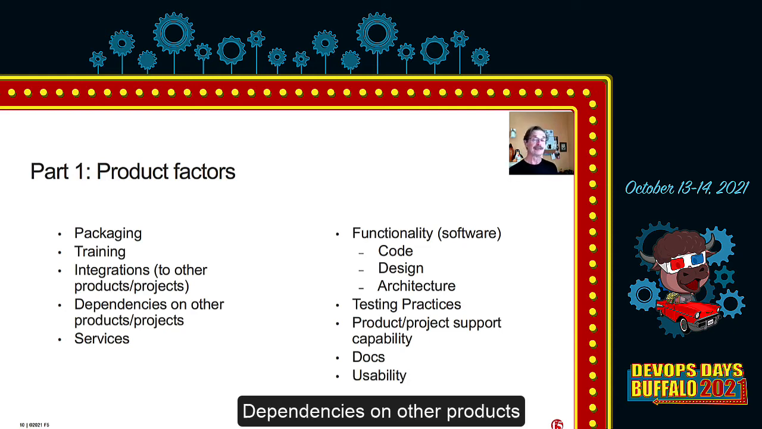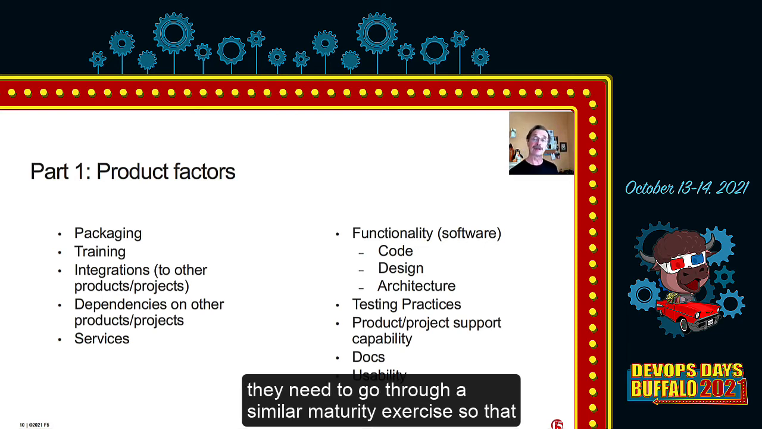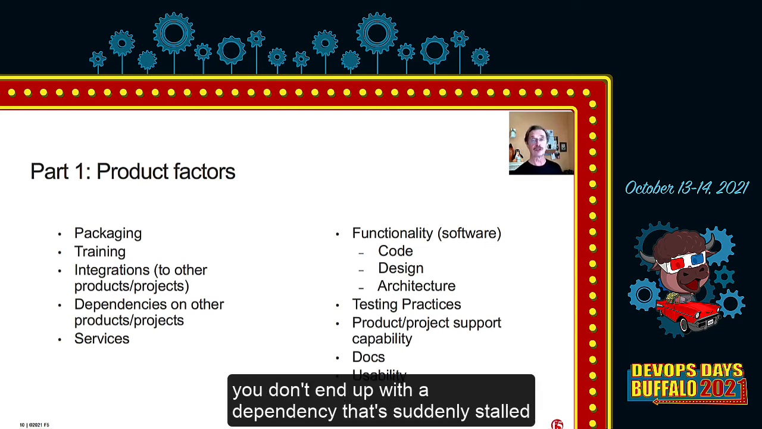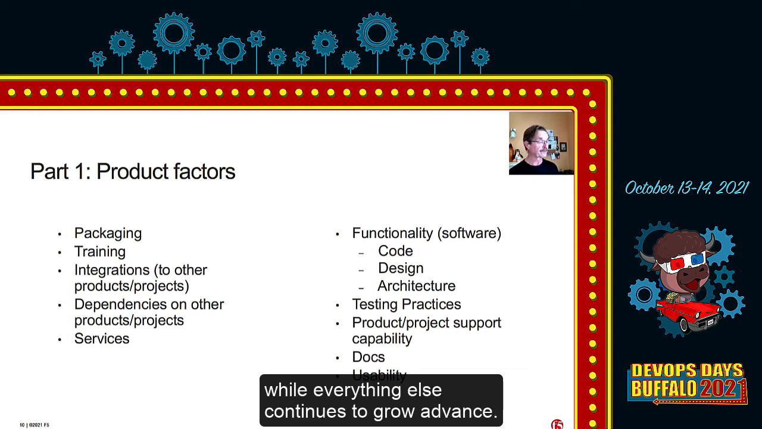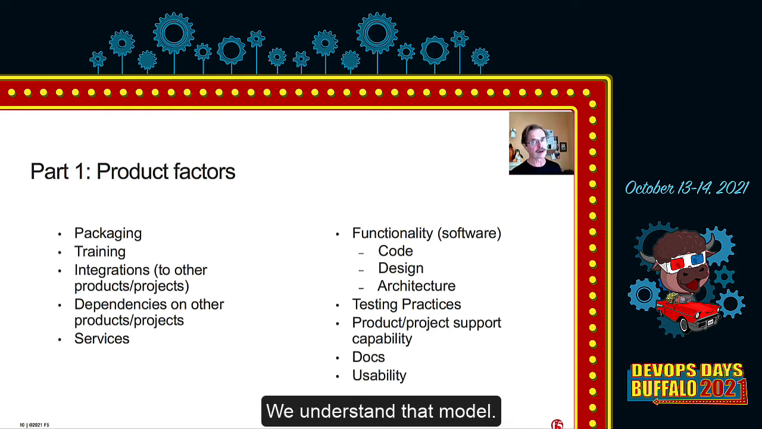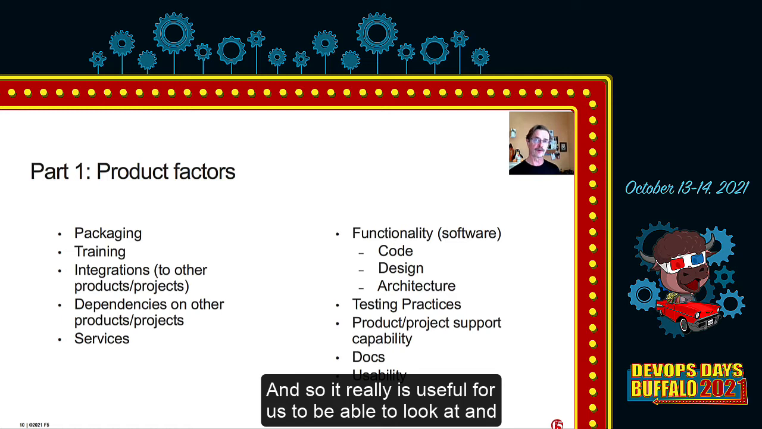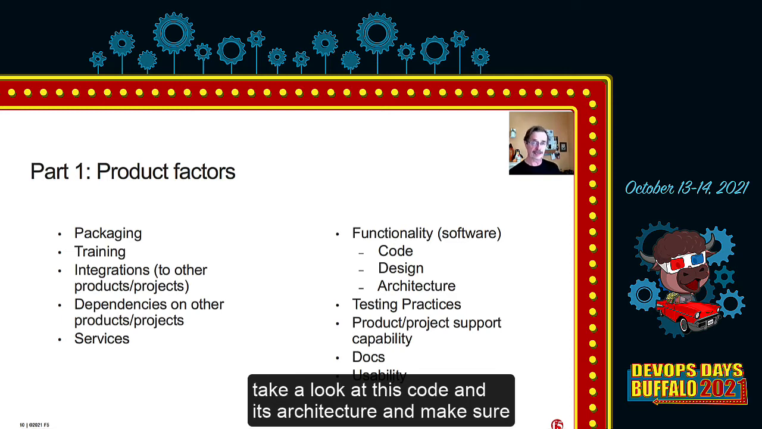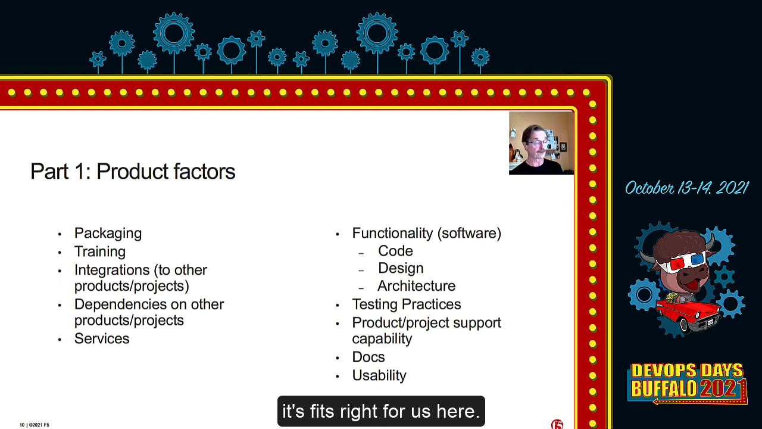Dependencies on other products. Is this truly standalone, or do I have to make sure that I have other things installed or make use of other projects that may be out there? If so, they need to go through a similar maturity exercise so that you don't end up with a dependency that's suddenly stalled while everything else continues to advance. And then things like functionality, code, design, and architecture are pretty obvious. We're developers, we're DevOps. We understand that model. And so it really is useful for us to take a look at this code and its architecture and make sure it fits right for us.